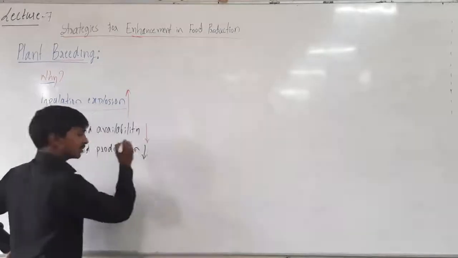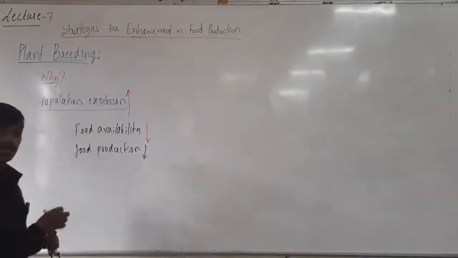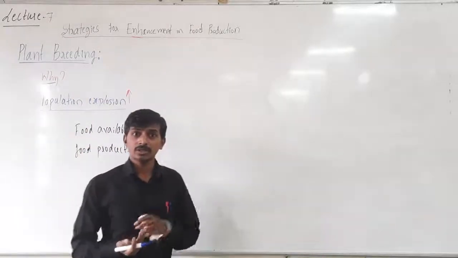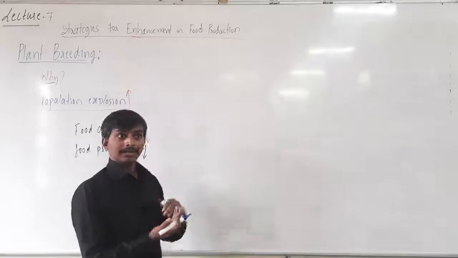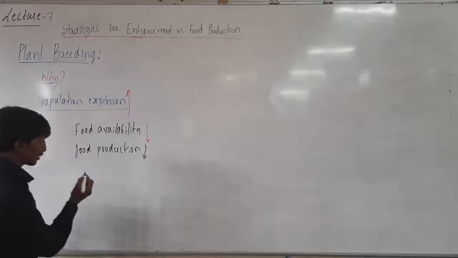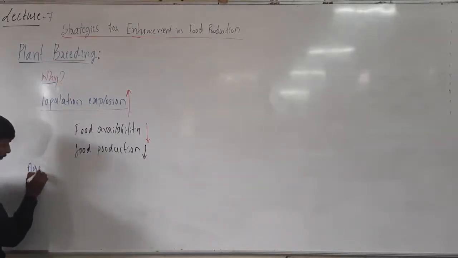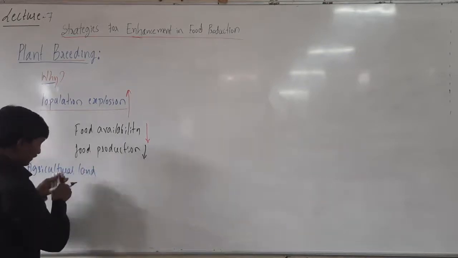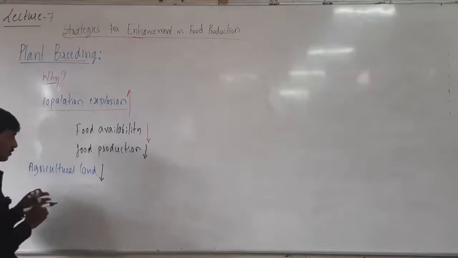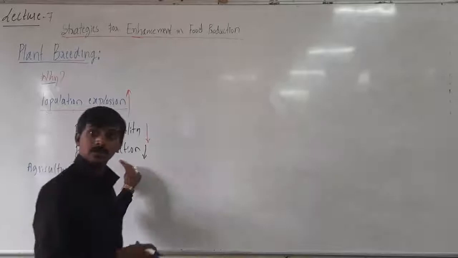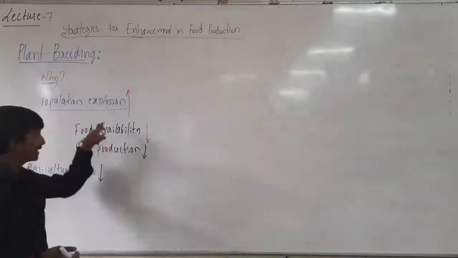Why the decrease in food production? Because of industrialization, constructing industries, constructing new homes, civilization, or many more man-made processes and destructions, the agricultural land is decreasing. Because of the decreasing agricultural land, the food production is decreasing. So the food availability for the increasing population is decreasing, right?